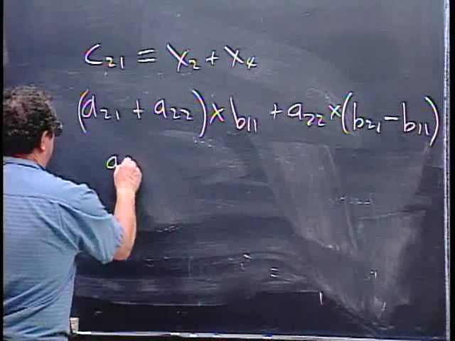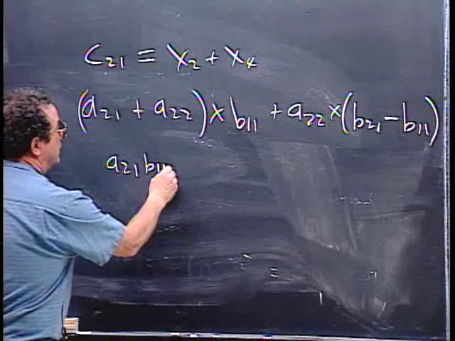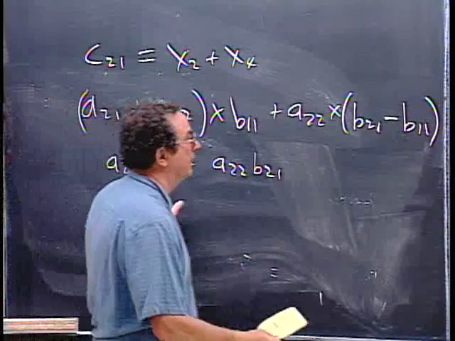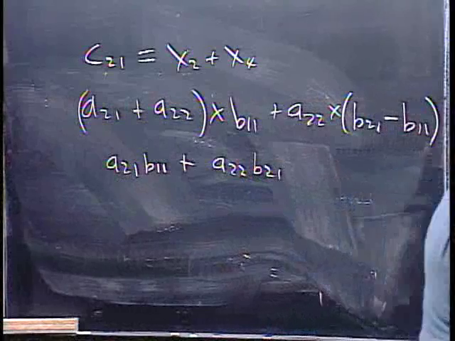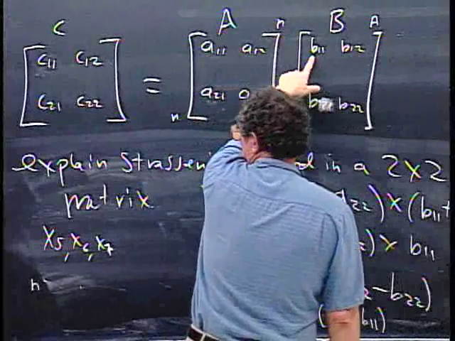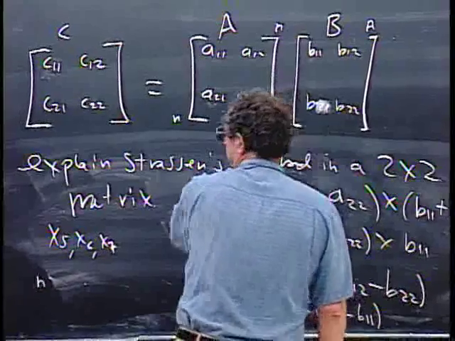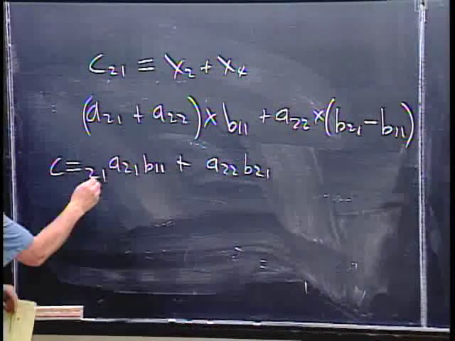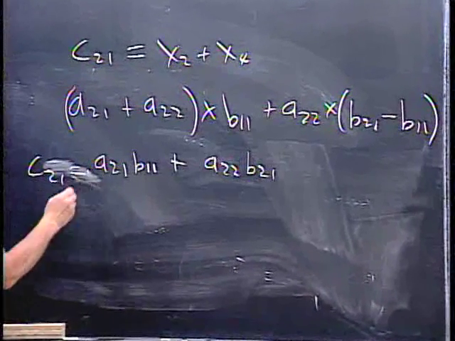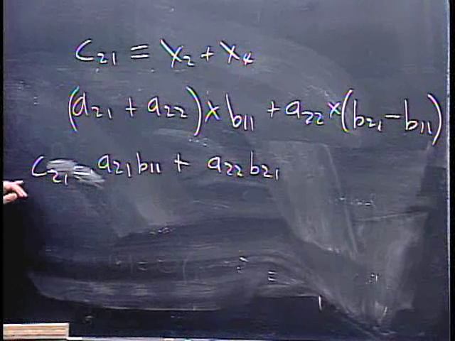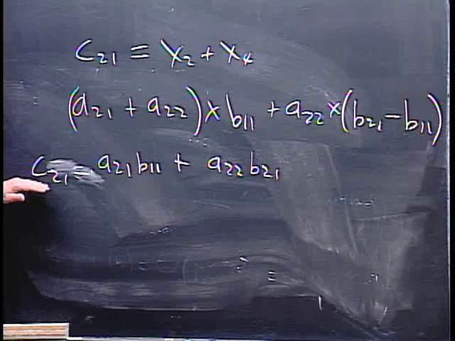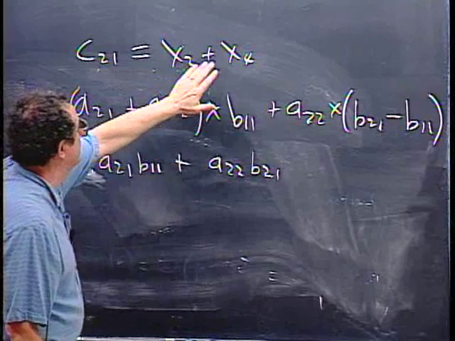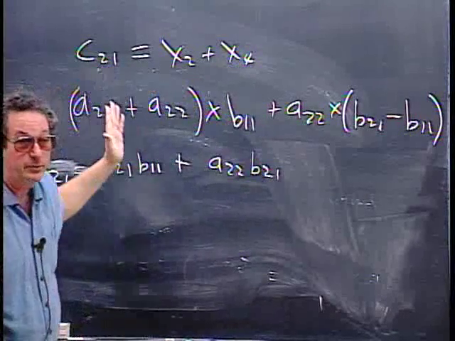All right, the A22 B11 and A22 minus B11 terms cancel. And what we're left with is A21 B11 plus A22 B21. Well, what is that? That's A21 times B11 plus A22 times B21. That's exactly equal to C21. So we have verified that Strassen's method of adding X2 plus X4 to get C21 is correct.